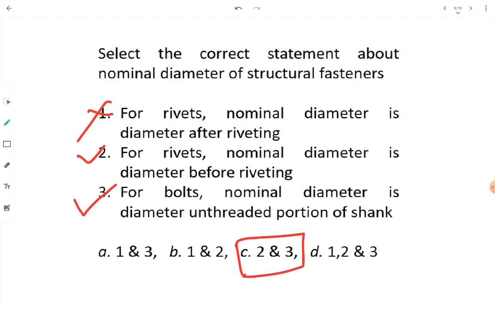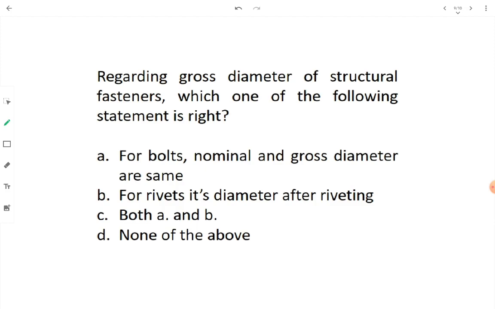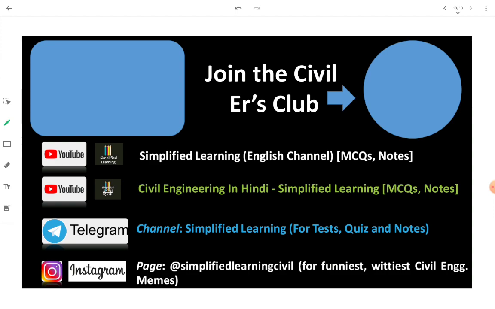Alright, then regarding gross diameter of structural fastener, which one of the following statements is right? For bolts, nominal diameter and gross diameter are the same. Yes, this is correct regarding bolts. They are one and the same thing. Then for rivet, it's the diameter after riveting. The gross diameter of a rivet is its diameter after riveting. Yes, this is also right. Therefore, since options A and B are right, we should go with option C, both A and B. So that was all regarding the structural fastener.